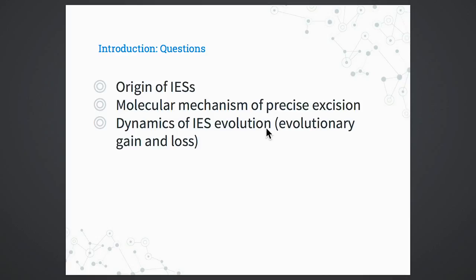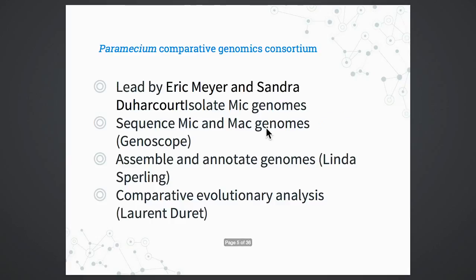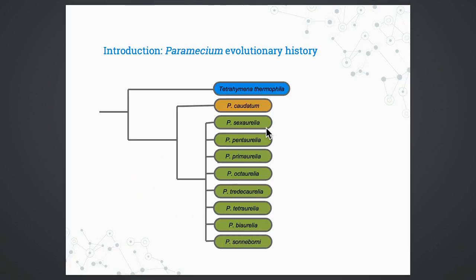And also we don't know much about the dynamics of IES evolution through the long evolutionary history, how they appear, spread, and how they get lost from species. So in order to explore all of these questions, a consortium has been formed, led by Eric Meyer and Sandra Duharcourt, which has been struggling to isolate and sequence both the micronuclear and the macronuclear genomes, assemble and annotate the IESs, and finally do the comparative genomic analysis, which I'm mostly going to talk about today.